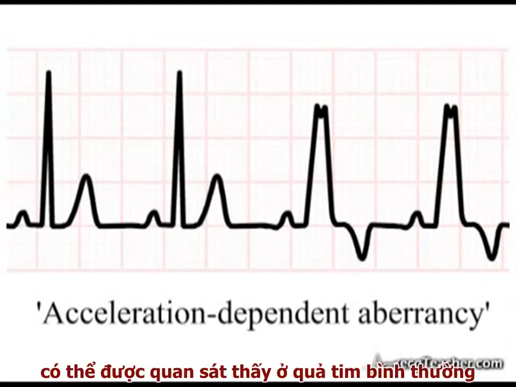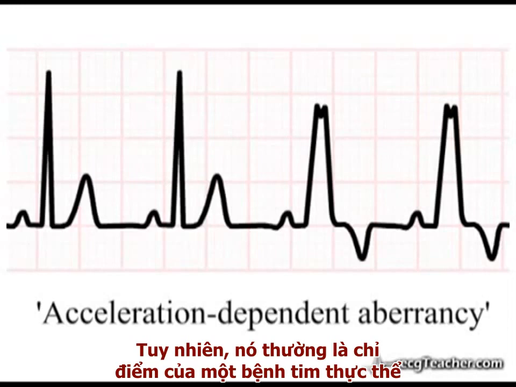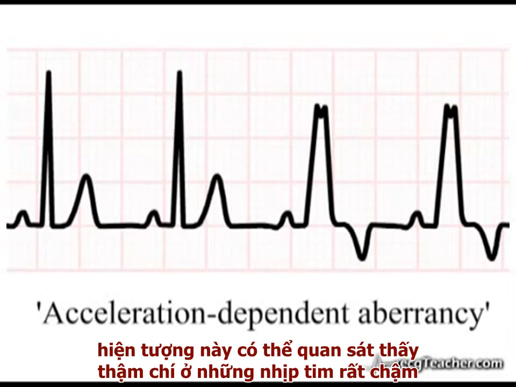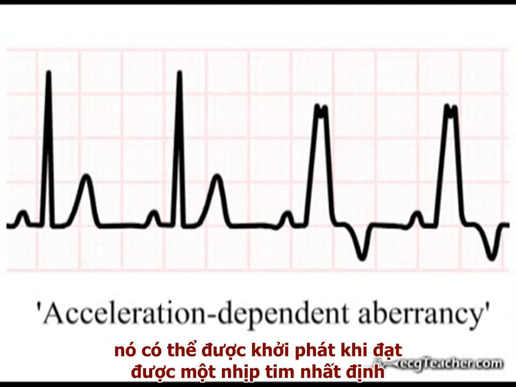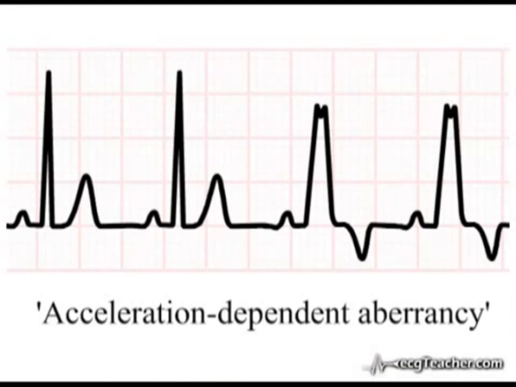Acceleration-dependent aberrancy can be observed in normal hearts at extremely high heart rates. However, it is usually a marker of organic heart disease, and in such individuals can be observed at surprisingly low heart rates. In individual patients, it may be triggered on reaching a given heart rate, or may be dependent on the time spent at a higher heart rate.